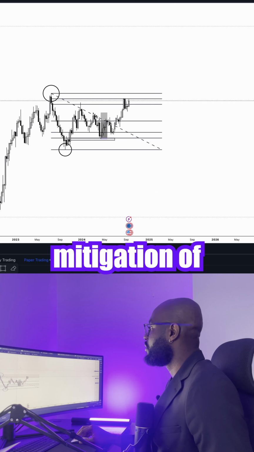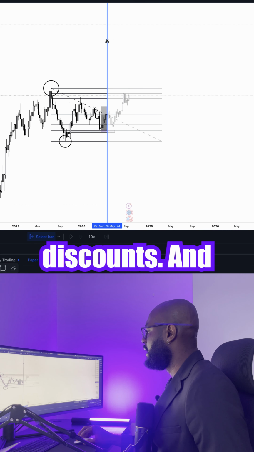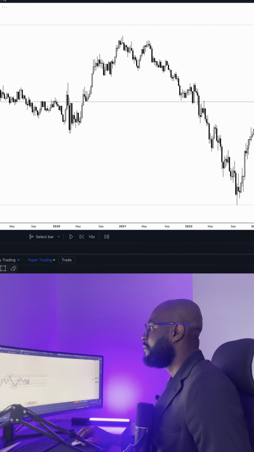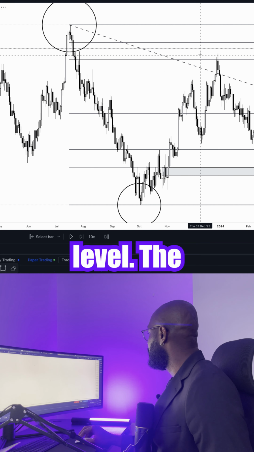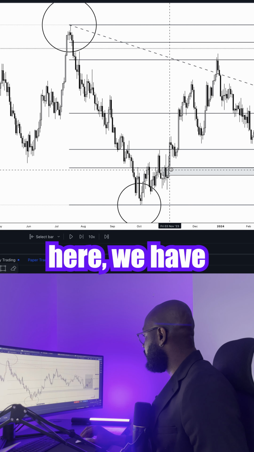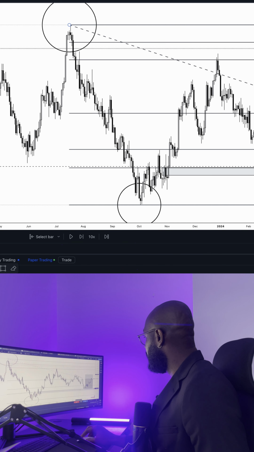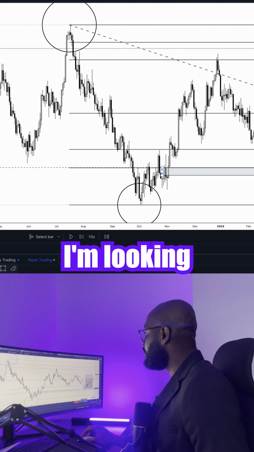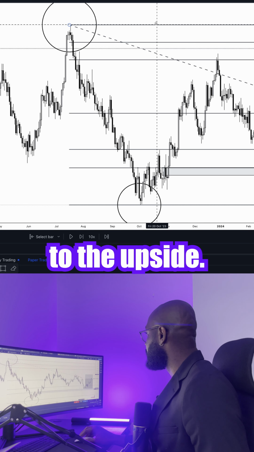I want to see a mitigation of the extreme discount. And as you can see very nicely, price mitigated that key level. The moment we mitigated the extreme discount, you can see right here, we have an inefficiency resting there. Once price mitigates it, I'm looking for a 30 minutes break of structure to the upside.